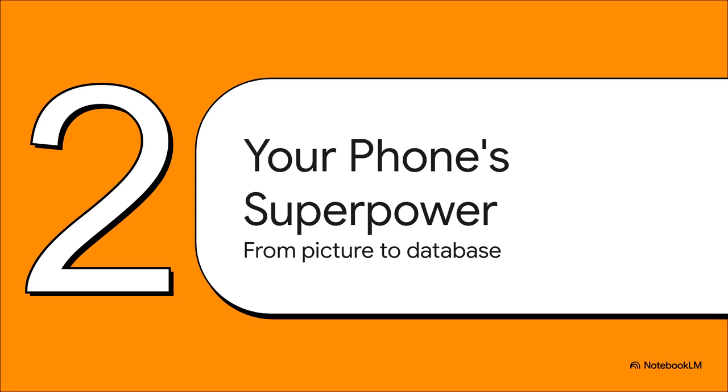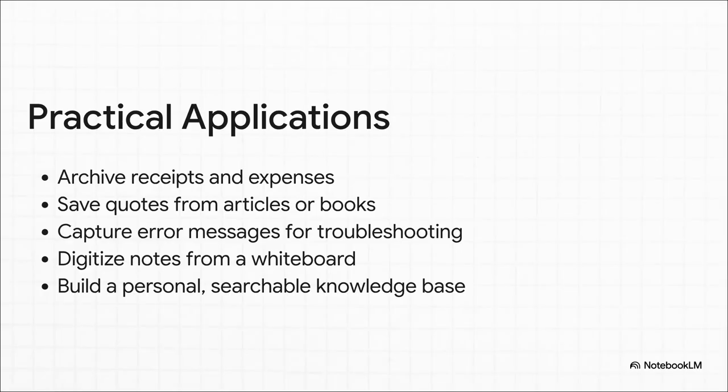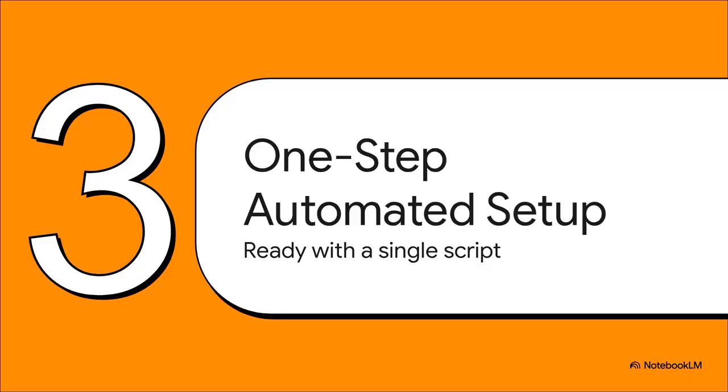Now let's talk about why this is so much more than just a neat little trick. This one process can completely change how you use your phone, transforming it from a messy picture gallery into your own personal, powerful database. And the real-world uses? Oh, they're endless. You could automatically archive every single receipt for your expense reports. You could snap a picture of a page in a book and have that quote saved as text instantly. You can capture some complicated error code to look up later, or digitize an entire whiteboard from a brainstorming session. Over time, you're building this massive, personal, and totally searchable library of everything you've ever thought was important enough to screenshot.